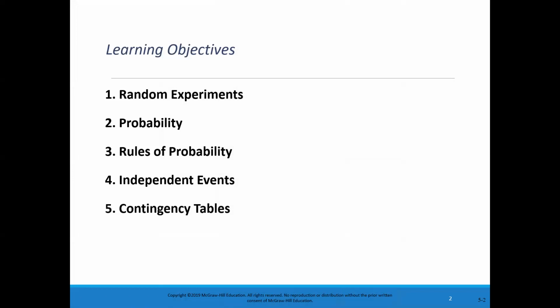Yes, we do. Okay. So the learning objectives for today's lecture are to define random experiments and what probability is, what the main rules of probability are, and we are going to distinguish dependent and independent events. And at the end, we will calculate some probabilities using contingency tables.